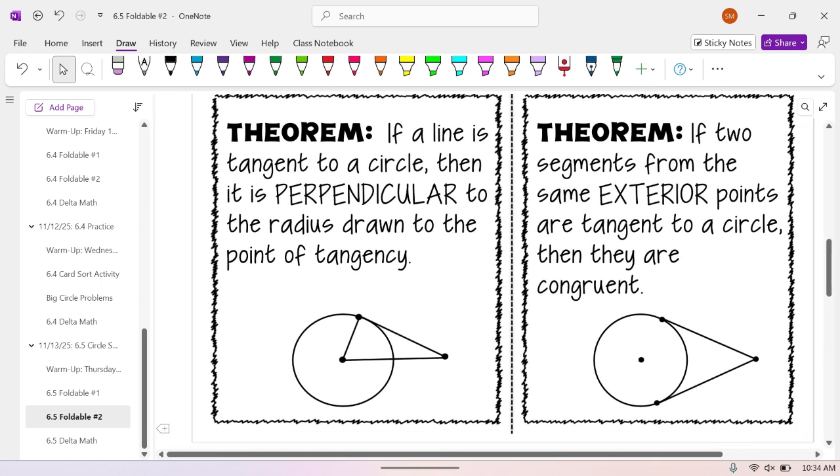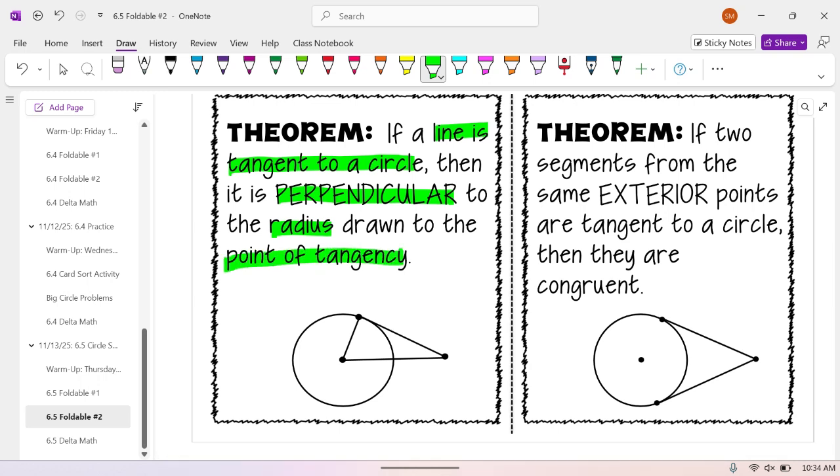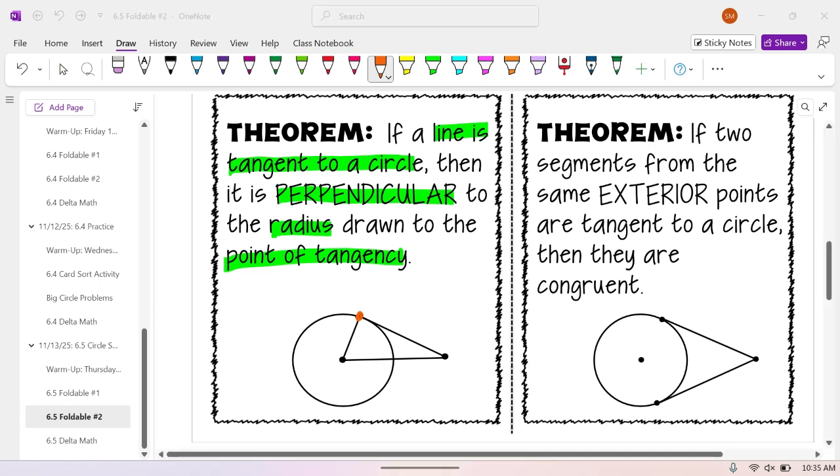So the very first one is, if a line is tangent to a circle, then it is perpendicular to the radius drawn from the point of tangency. So what that means is that, remember, the point of tangency is the point where the tangent line intersects the circle. So that'll be right here. All right. So that means that where this radius and this tangent line intersect, it forms a right angle.